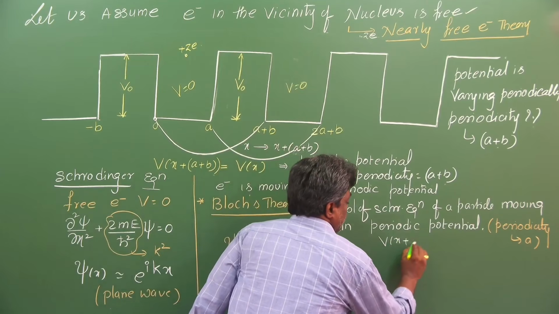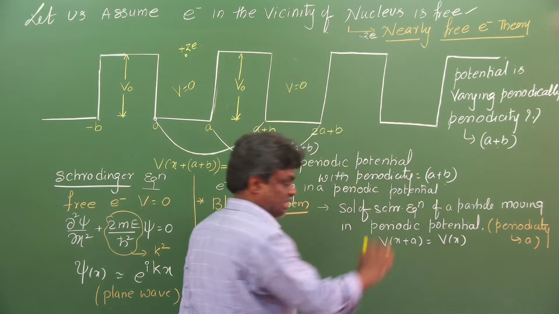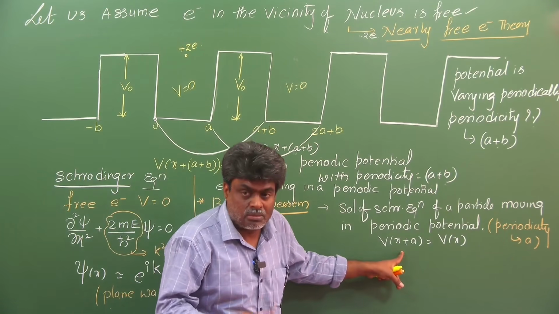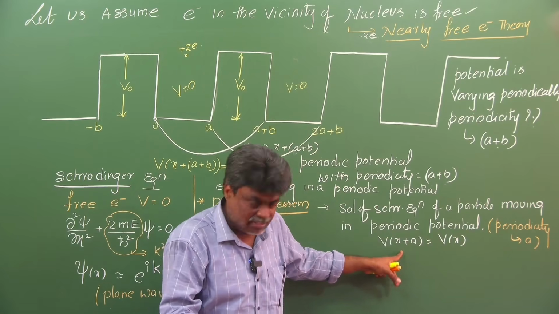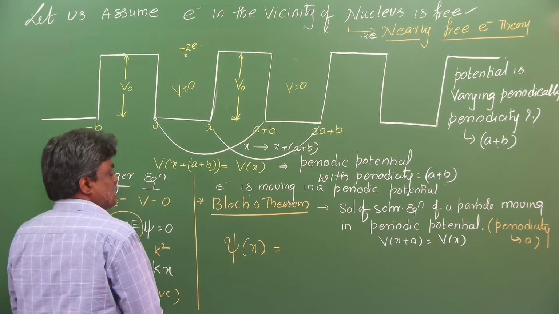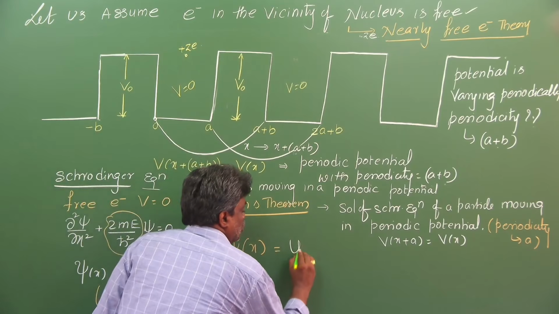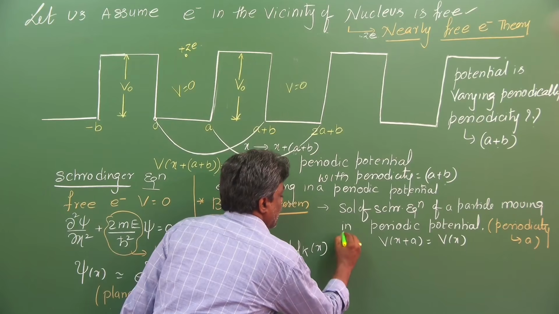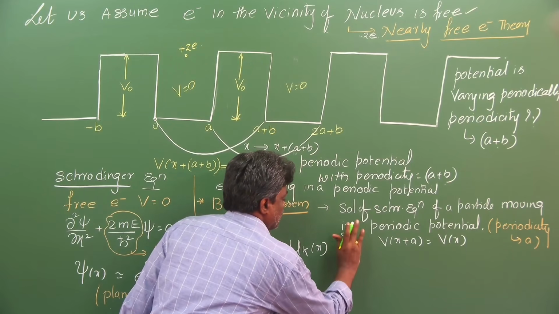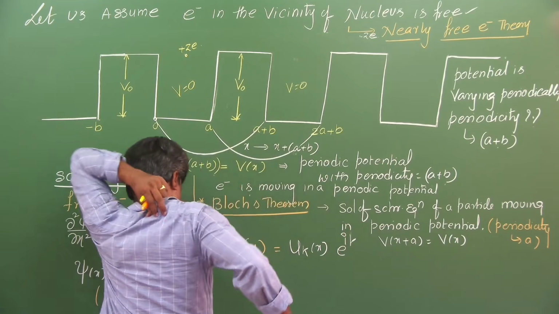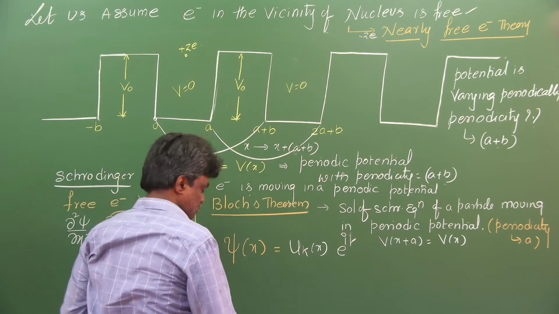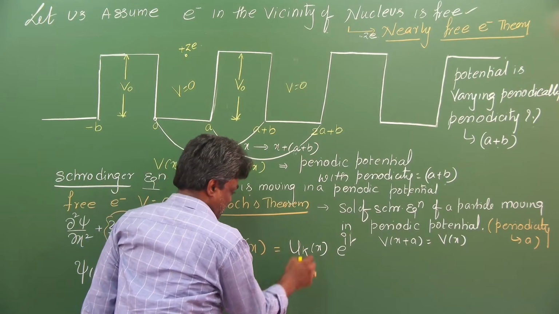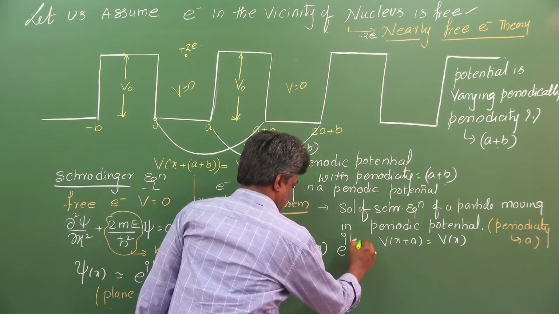That means, come on, say V of x plus a equal to V of x. I am not doing the problem. I am explaining the Bloch's theorem. I am assuming the particle is moving in this potential with periodicity a. Then what is the solution? Are you ready? ψ of x equal to uk of x into e raised to i k x.